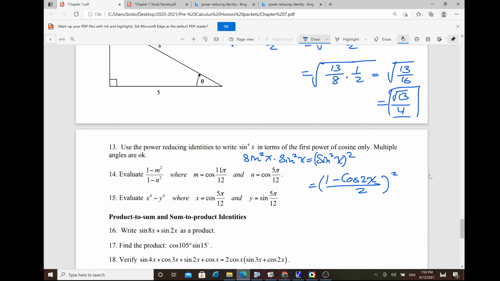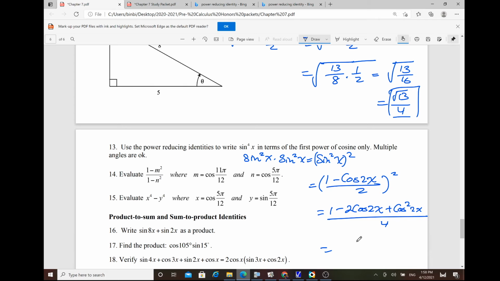Okay, so keep it this way first. And then rewrite it, so this one's 1, expand it, minus 2 cosine of 2x plus cosine square of 2x. So it's all over 4. So what I did here, I just squared that top and the bottom. And then cosine square of 2x.